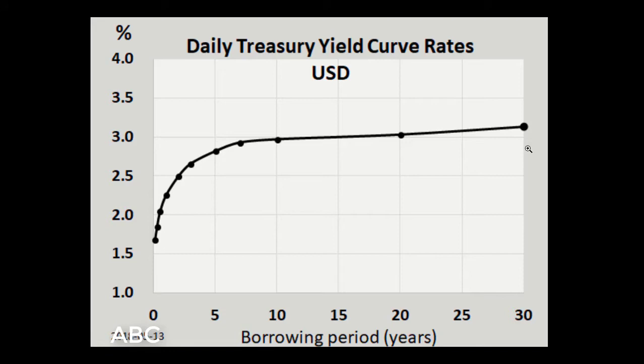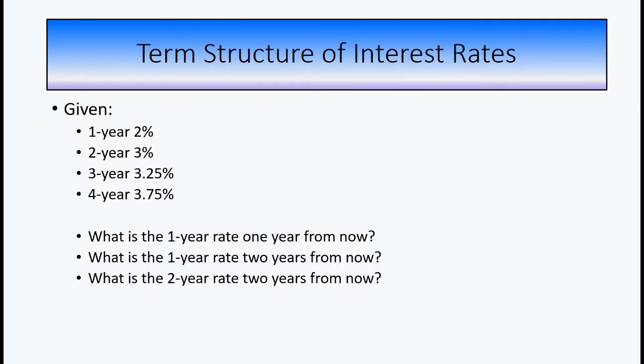So let's move on to a problem that I have outlined on a slide. Here is the problem. We have 1-year interest rates that are 2%. That means starting from now and ending in 1 year, maturing in 1 year, the interest rate is 2%. And then 2-year rates, which are interest rates that start today and go out 2 years to maturity, are 3%. 3-year rates are 3.25%, and 4-year rates are 3.75%.